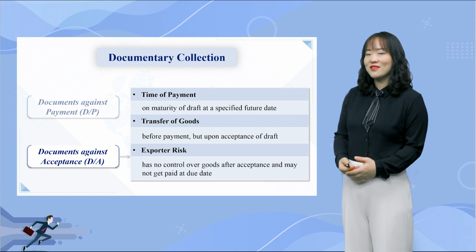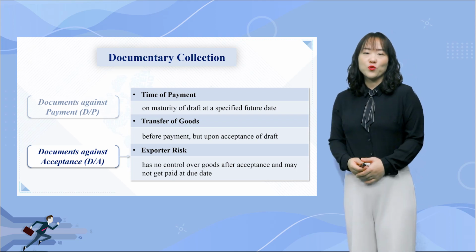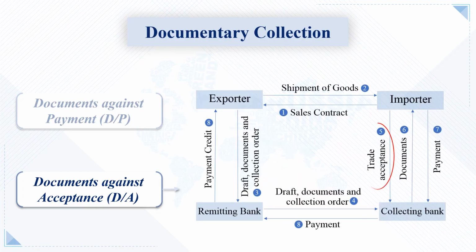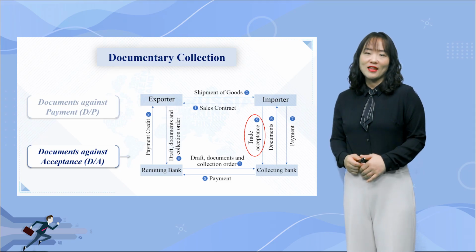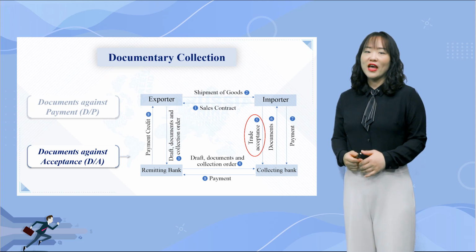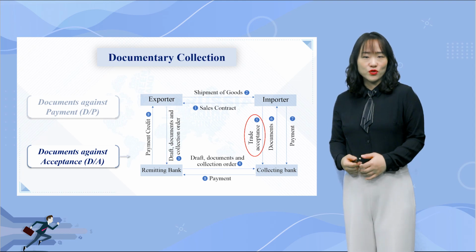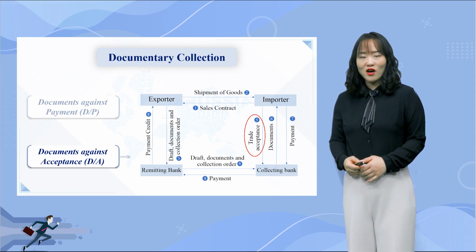Documents against acceptance require the importer to pay on a specified date. Once the buyer accepts the time draft, the bank releases the documents to the buyer. As this chart shows, the main difference between the process of DP and DA lies here, the fifth step. With the DA collection, the exporter extends credit to the importer by using a time draft. The documents are released to the importer to claim the goods upon his signed acceptance of the time draft.